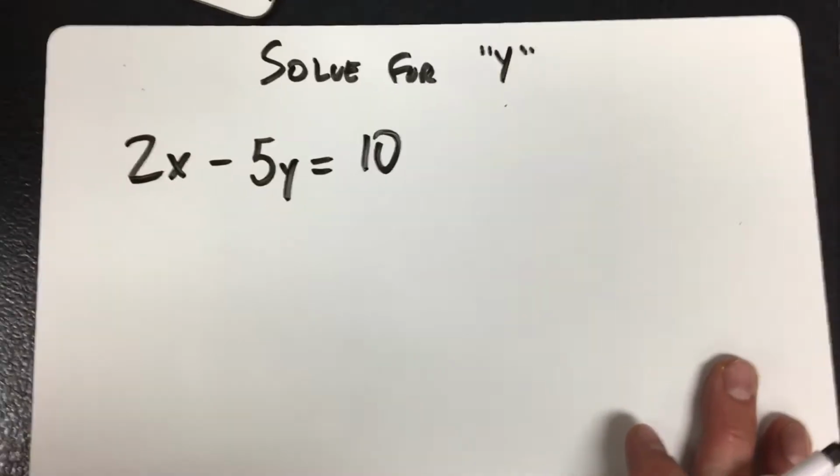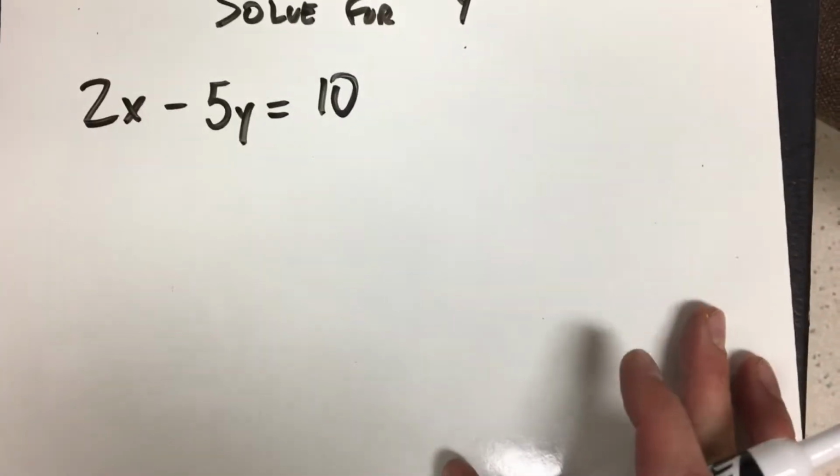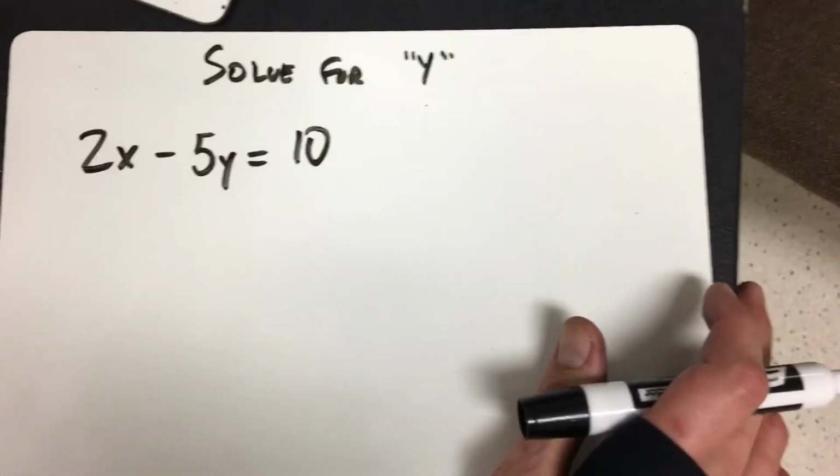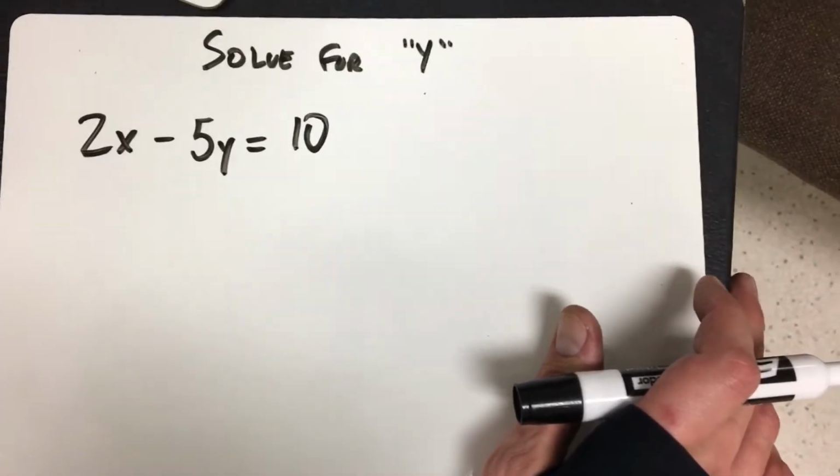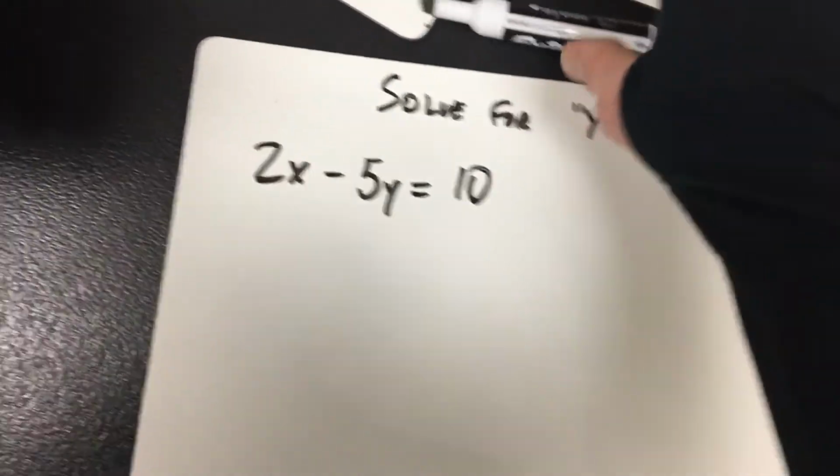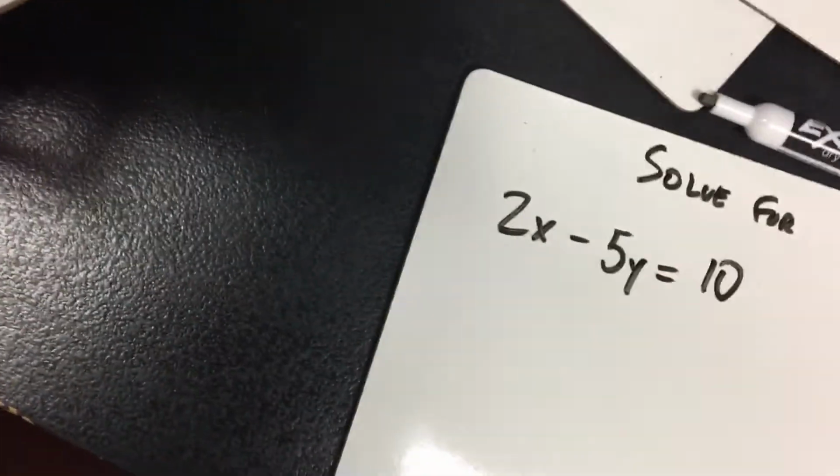And then all the other questions will look like this. They'll ask you to solve for y. Remember what that is. We've done this before. Solve for y means you want the letter y to be the only thing on that side of the equal sign. Everything else, you've got to move it over or undo it somehow.